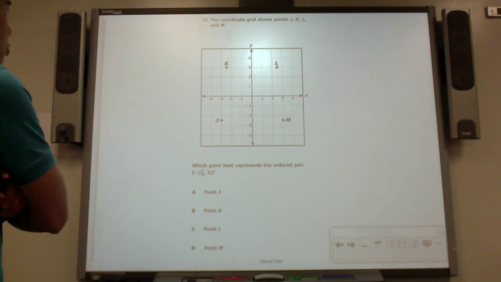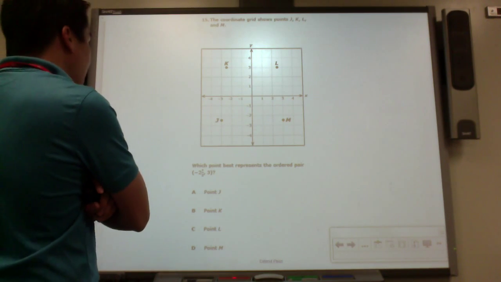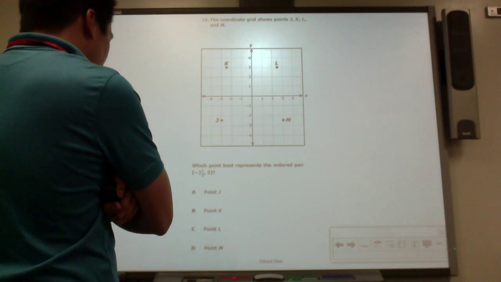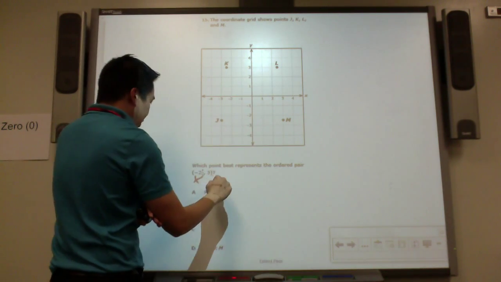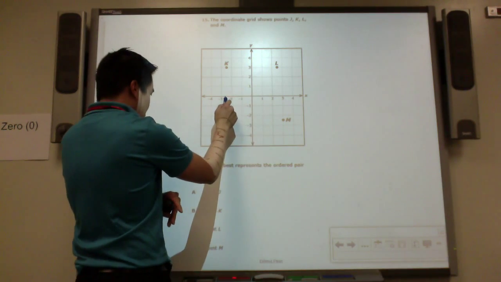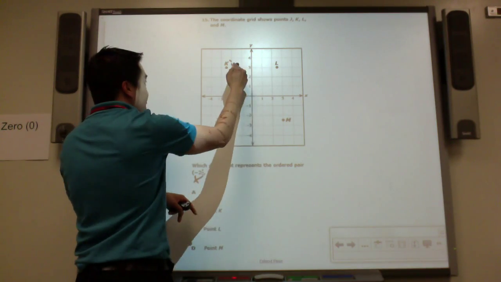Coordinate grids are shown. Points J, K, L, and M. Which one represents the ordered pair (-2, 3)? So again, we start with x, y. So x is -2. So right here. Y is 3. K is the answer.